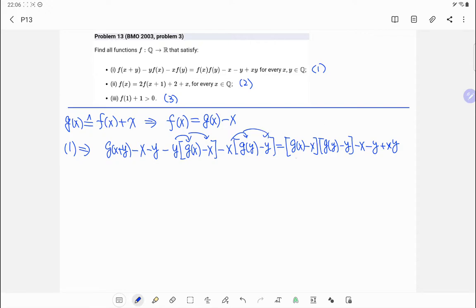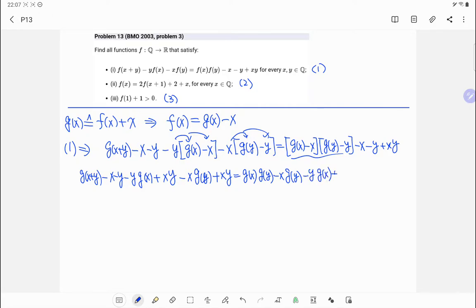Then we can simply expand, so that the first term is g(x+y) - x - y, minus y times g(x) plus xy, and then minus x times g(y) plus xy. And on the right hand side we have g(x) times g(y) minus x g(y) minus y g(x) plus xy minus x minus y plus xy.